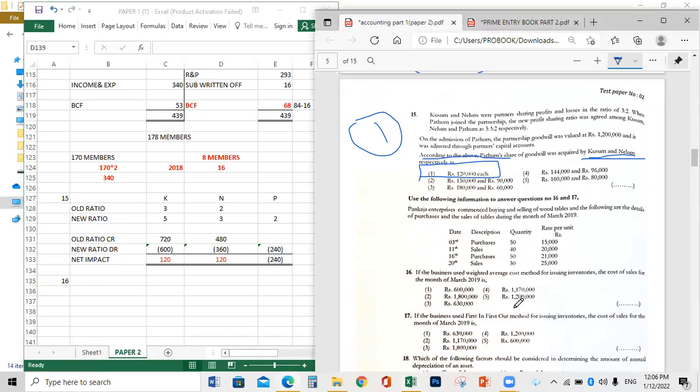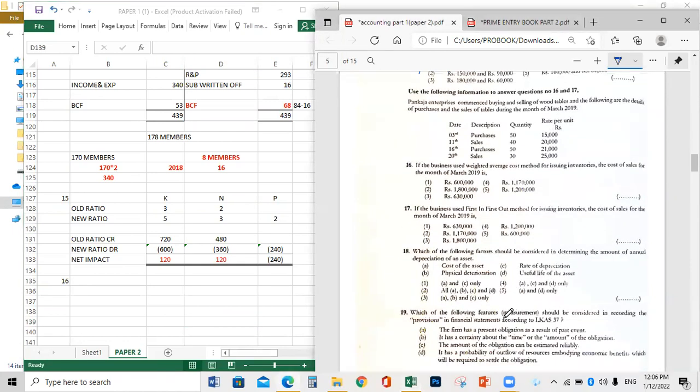Now go to 16th one and send me the answer 16 and 17 together. Do it quickly, guys.